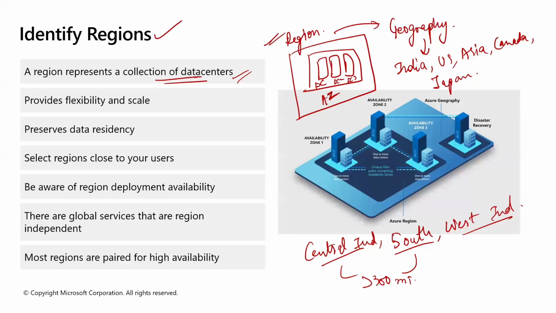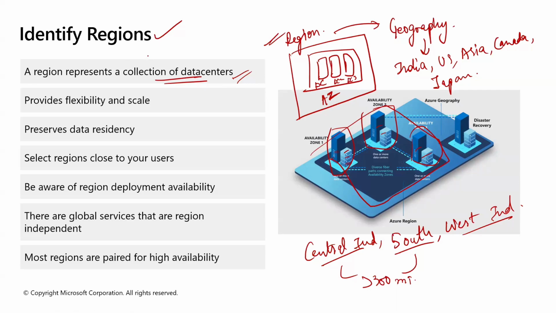Now we know what a region is. It represents a collection of data centers, and you can see in the image as well. So this is one server rack. This is two server racks. So this whole becomes availability zone one. These are two different server racks, becomes availability zone two. This is third. Two server racks becomes availability zone three. And this whole basically is an Azure region.